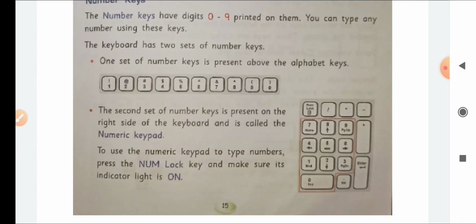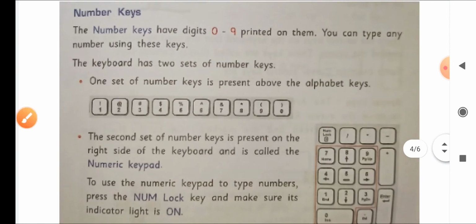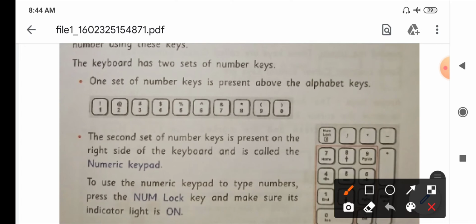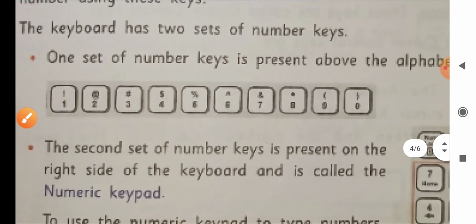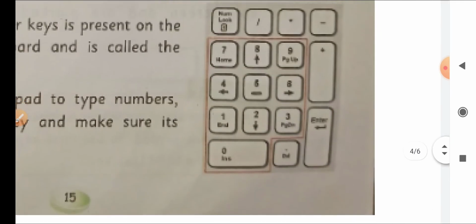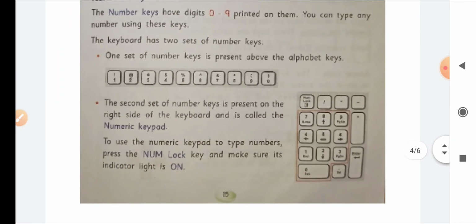Okay, then the next one is the key has two sets of numbers. Here also 1 to 9 and 0 is there. Here also you can see 1 to 9 and 0, everything is printed. So these are two different types of keys, both are number keys, but what is the difference between them, we will see.